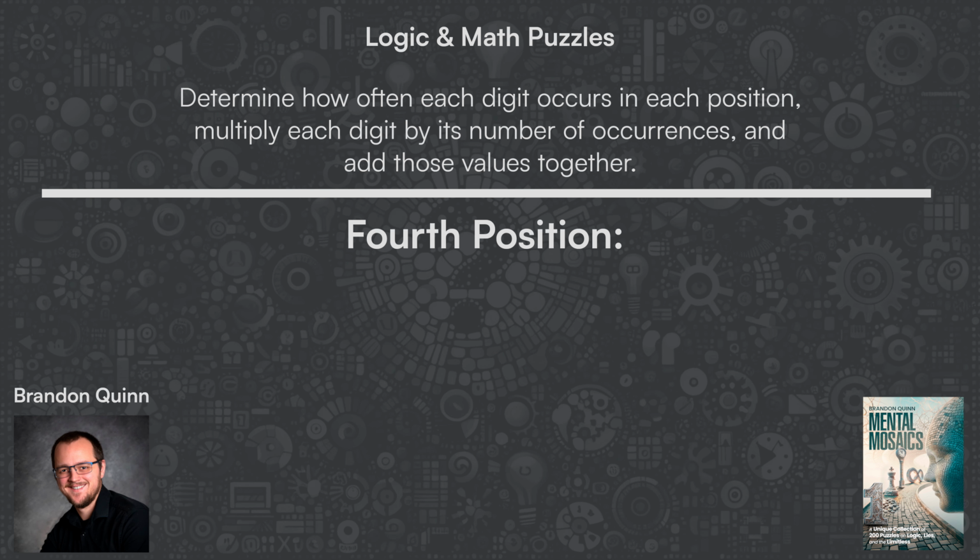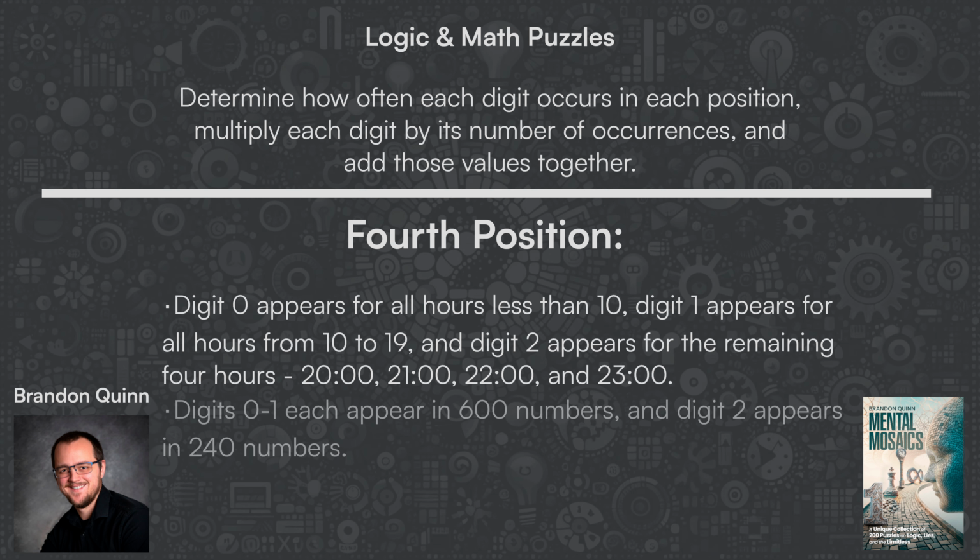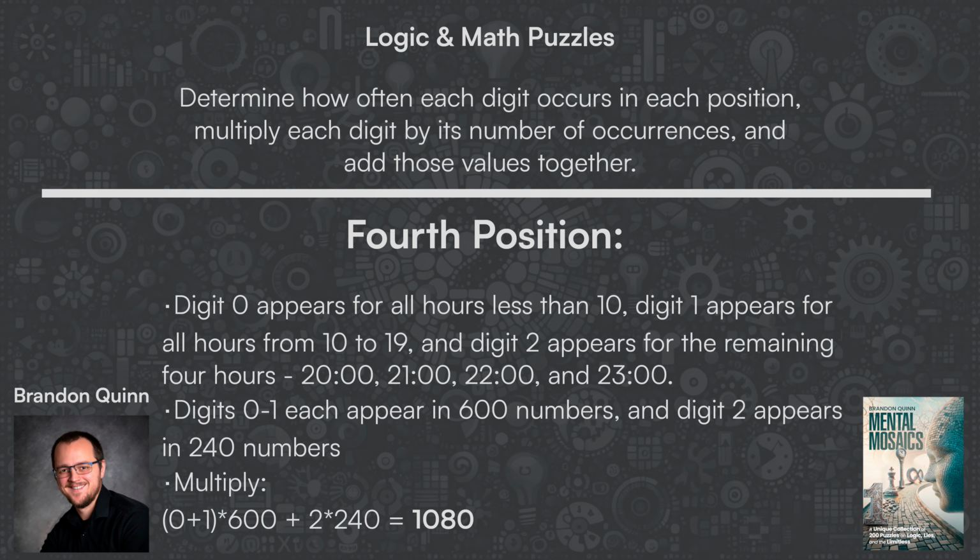We'll repeat the process once more for the fourth position, the position all the way to the left. In this position, digit 0 appears for all hours less than 10. Digit 1 appears for all hours from 10 to 19, and digit 2 appears for the remaining 4 hours, 20, 21, 22, and 23. Digits 0 and 1 each appear in 600 numbers, which is to say they appear in 600 minutes throughout the day. The digit 0 appears in 10 hours, so 10 times 60, same thing for the digit 1. The digit 2 appears in 240 numbers, right? 60 times 4. So multiplying that out, we see that the total sum in the fourth position is 1,080.